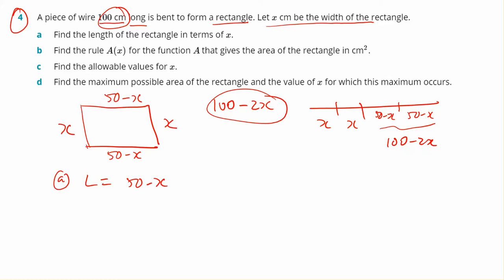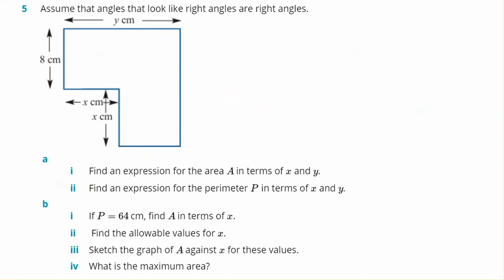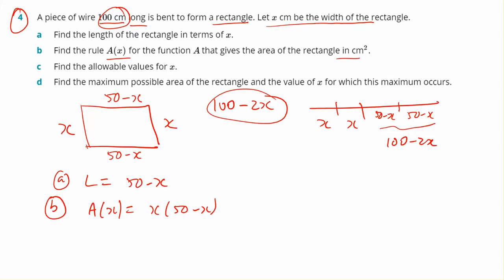Okay. B, find the rule for A of x, the function which gives the area of the rectangle in centimeters squared. So A of x would equal length times width, which is x times 50 minus x. And we've essentially got a quadratic. Part C, find the allowable values for x. So it's just asking for a sensible domain. What are the possible restrictions on a rectangle?